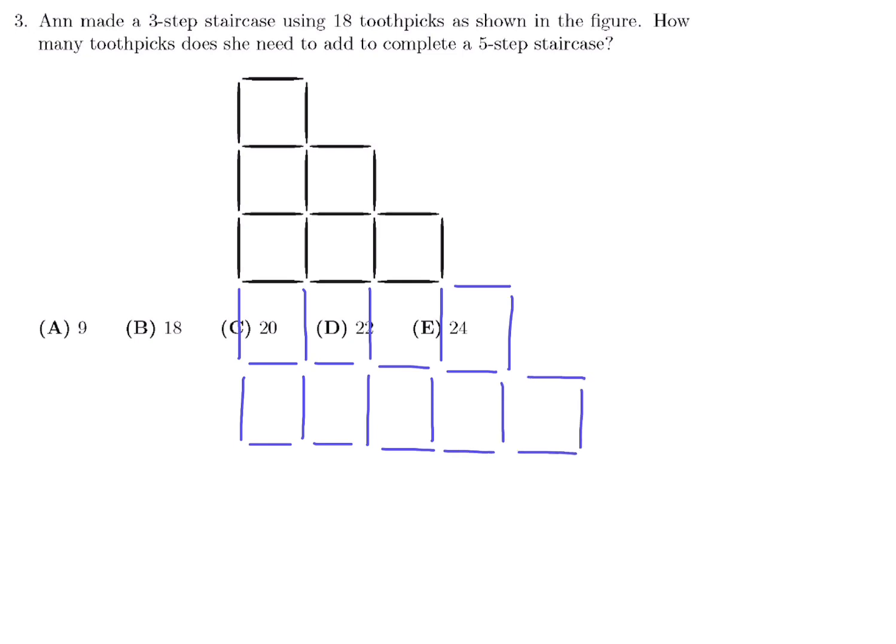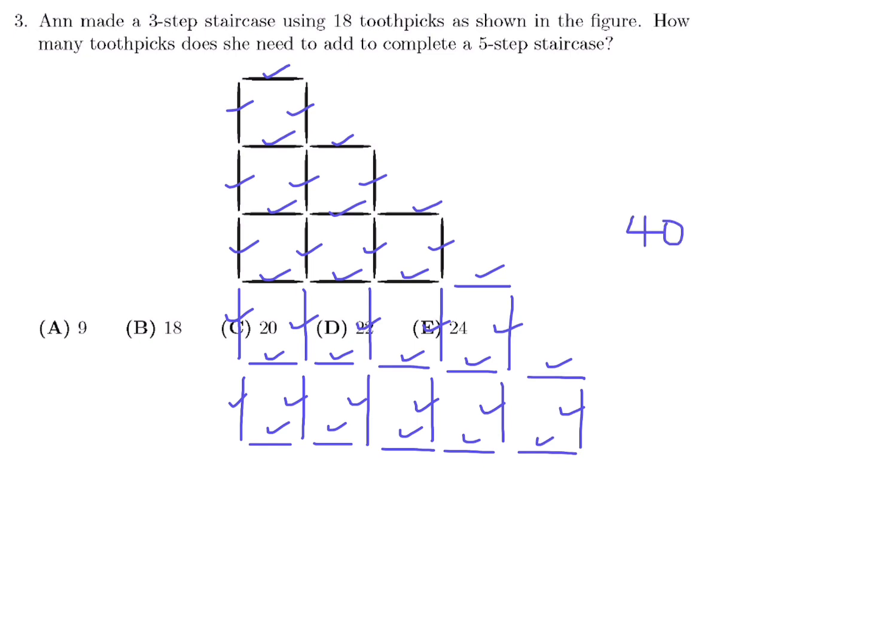And then we will add up all the toothpicks. Okay, so here we go. 1, 2, 3, 4, 5, 6, 7, 8, 9, 10, 11, 12, 13, 14, 15, 16, 17, 18, 19, 20, 21, 22, 23, 24, 25, 26, 27, 28, 29, 30, 31, 32, 33, 34, 35, 36, 37, 38, 39, 40. So she needs a total of 40 toothpicks, but she's already used up 18. So she needs an additional 22. She needs to add 22 toothpicks to make this 5-step staircase. And that is, if you can see it, answer choice D for number 3.